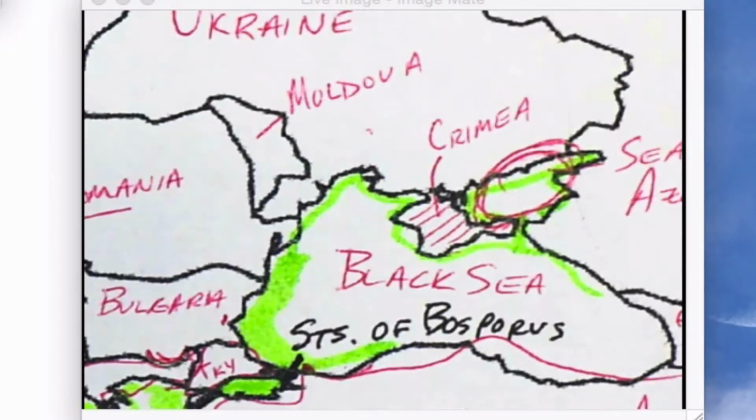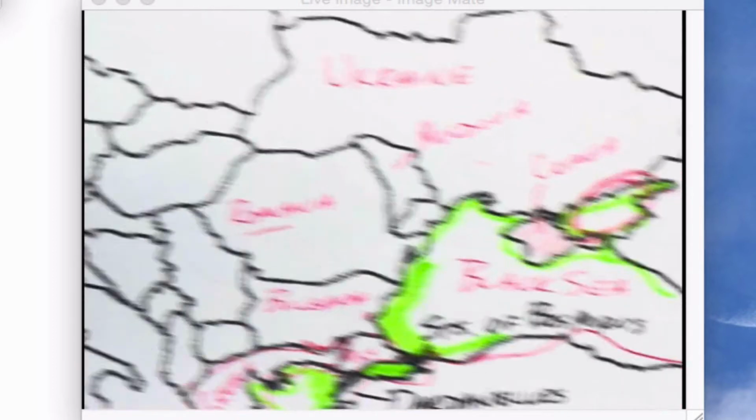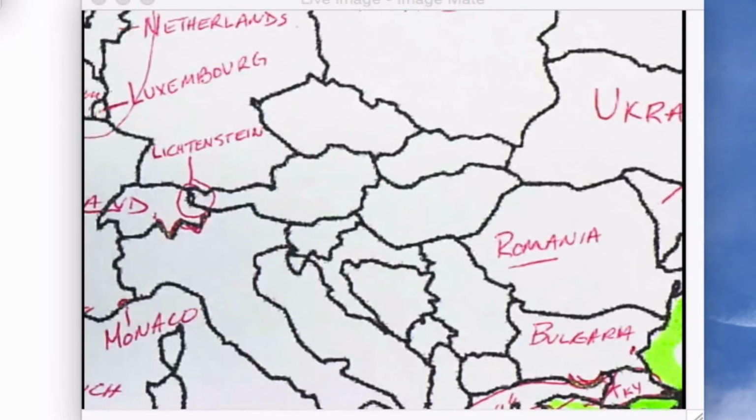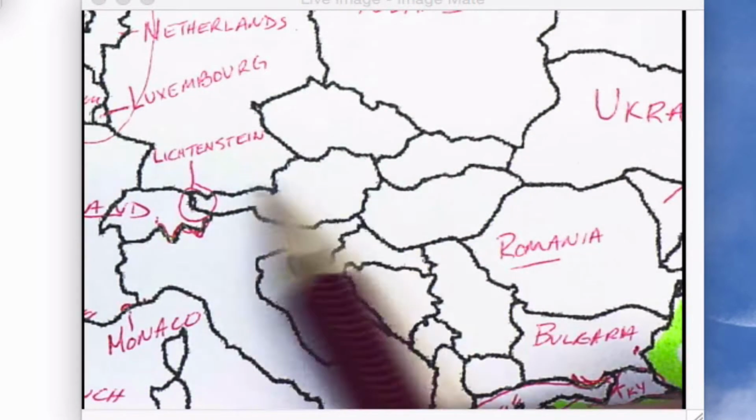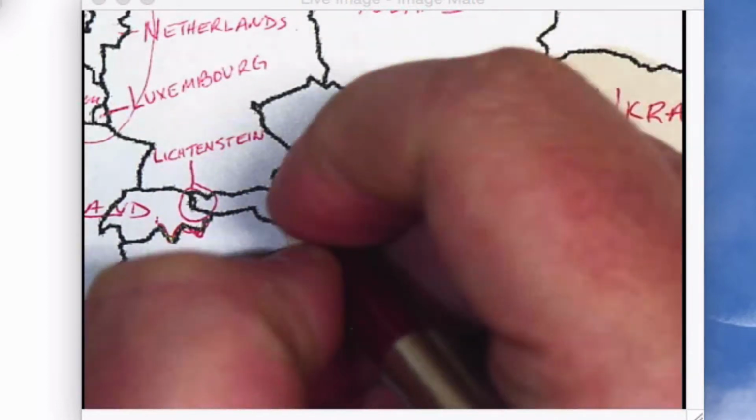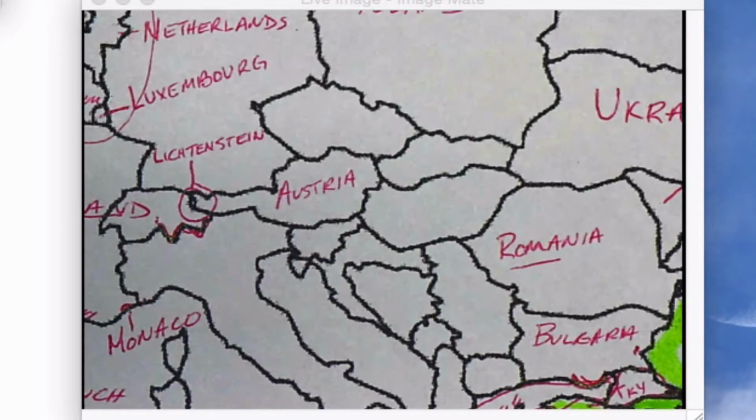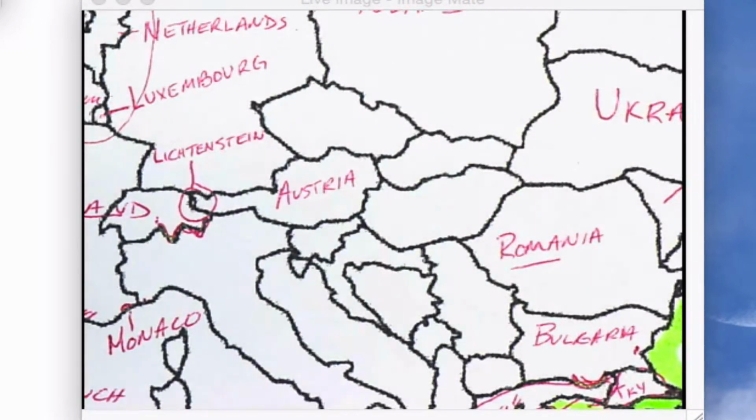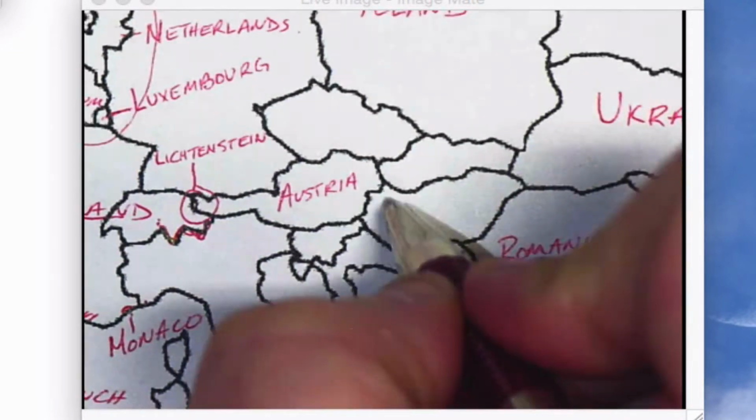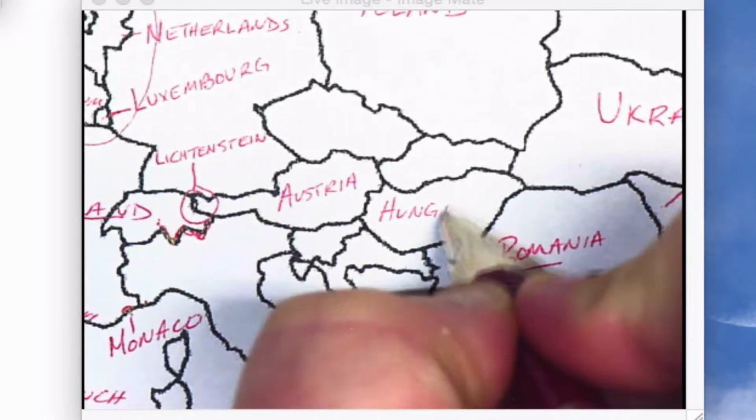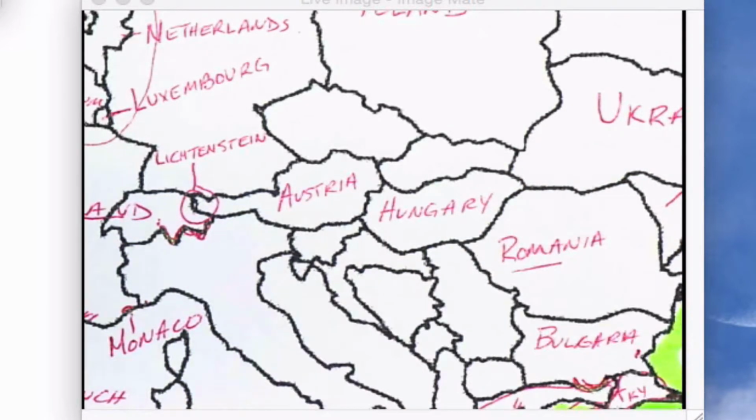Okay, back to Central Europe. This is Austria. And we know from studying World War I that Austria always had a partner, Hungary. You must spell Hungary correctly. If you forget that A and you say Hungry, I'm not feeding you.